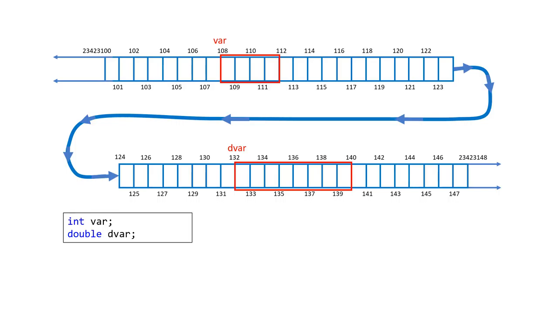And when you create a double, the dvar that we have over here, obviously it needs 8 bytes. And what is the address of dvar now? 132. We all know that, right? Are we okay with this? Any problem with this? All right.